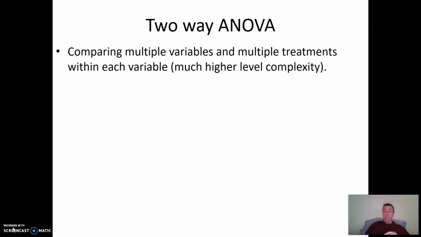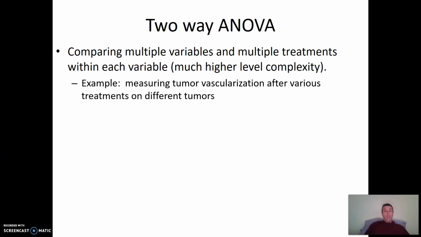So for example, let's take a look here. You might want to measure tumor vascularization, in other words, the amount of blood vessels that grow in the tumor after various treatments on different tumors. So now we have two variables here. We have our different treatments, all right, so that's one variable. What drug is being added is a variable. But also we have different tumors. So maybe a brain tumor is different from a colon cancer and so forth. So we have the variable of the tumor type and the variable of the drug treatment.